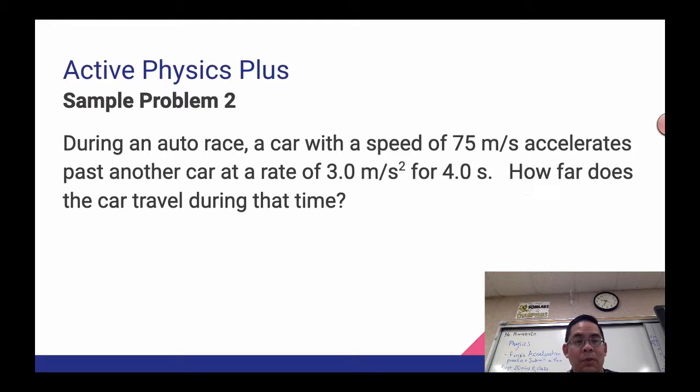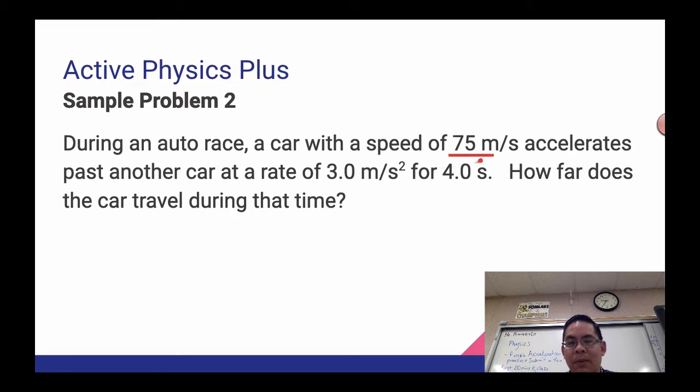So sample 2. Again, copy this down first. During an auto race, a car with a speed of 75 meters per second accelerates past another car at a rate of 3.0 meters per second squared for 4.0 seconds. How far does the car travel during that time? And my suggestion is to annotate, just like I did in the last problem, but pause for now, and when you're ready, we'll go over it.